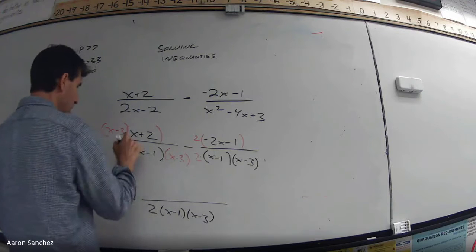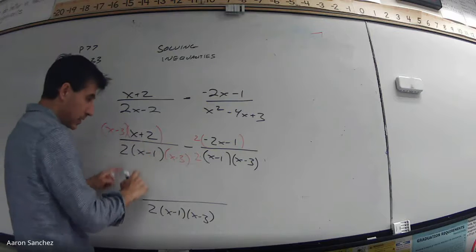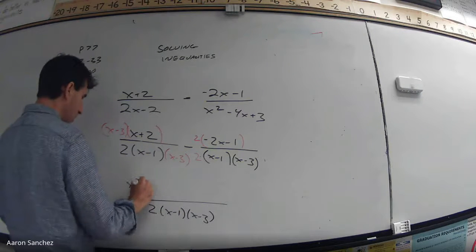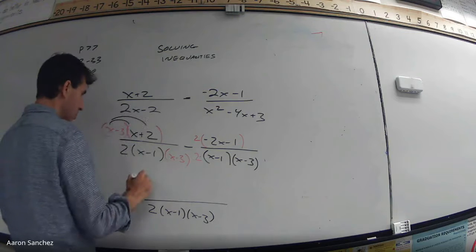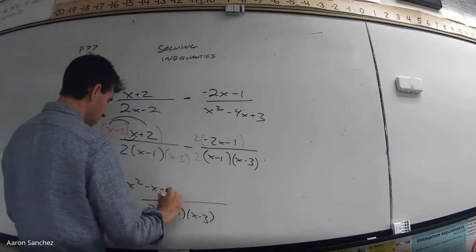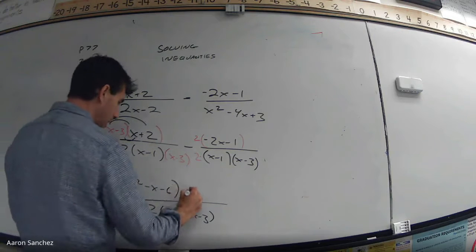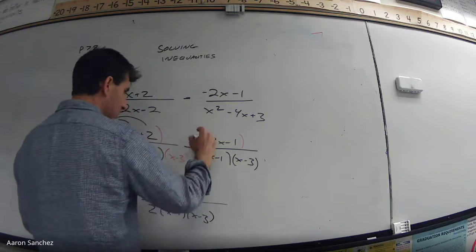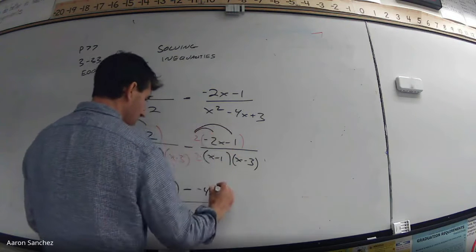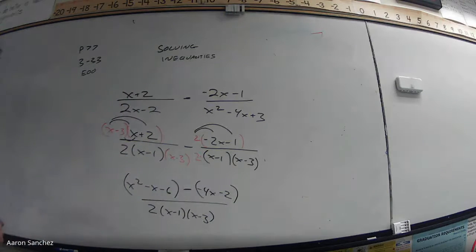Now this numerator here, let's multiply this out, because then I can just write it out. x times x is x squared. x times 2 is 2x. Minus 3x is negative 1x, minus 6. So this equals that. I'm subtracting this from 2 times negative 2x, which is negative 4x. 2 times negative 1 is negative 2. So I'm just going to subtract those, right?